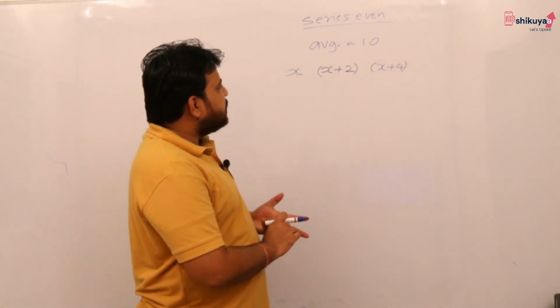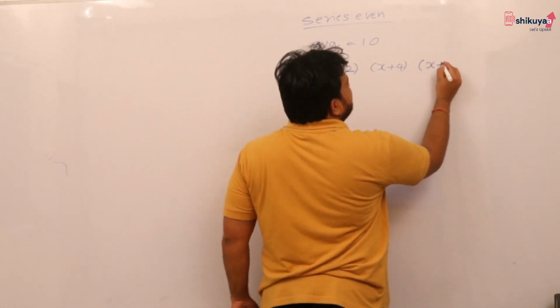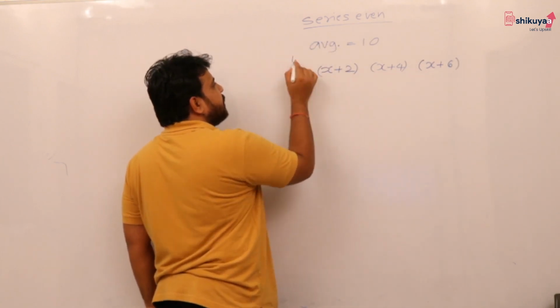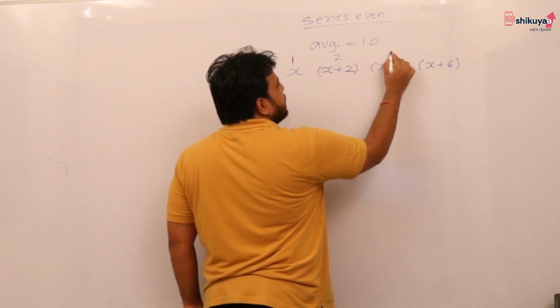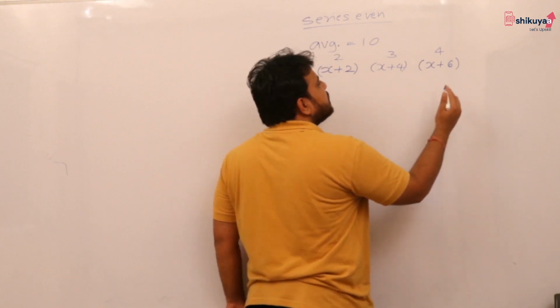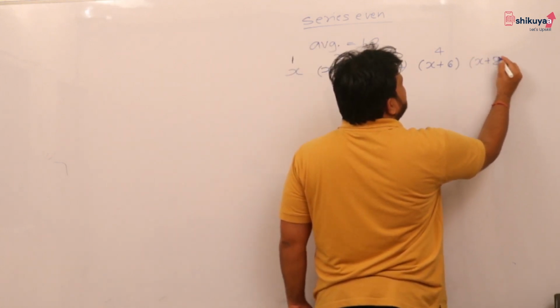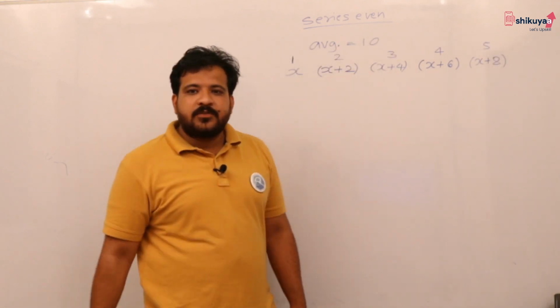Ajay sir, the board is visible till the end. The next number in the series will be x plus 6. So look at this. This is the first term in the series. This is the second term in the series. This is the third term in the series. This is the fourth term in the series. Like that, there will be the next term x plus 8, and this is going to be the fifth term in the series. Board is visible.